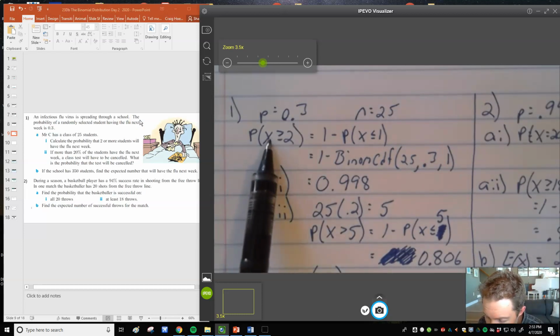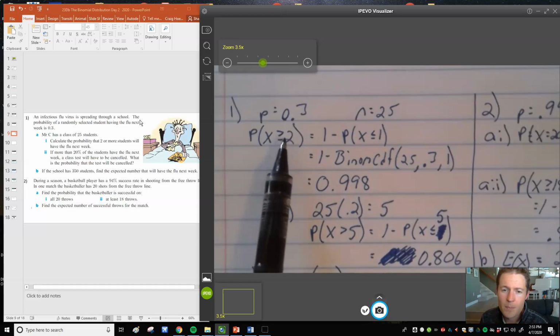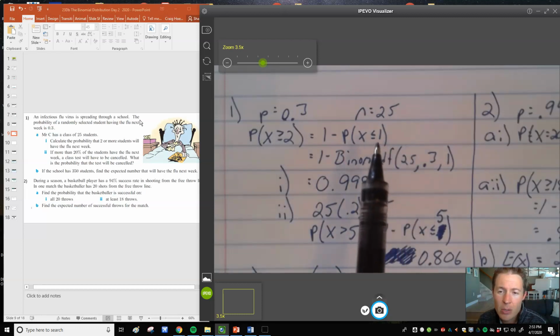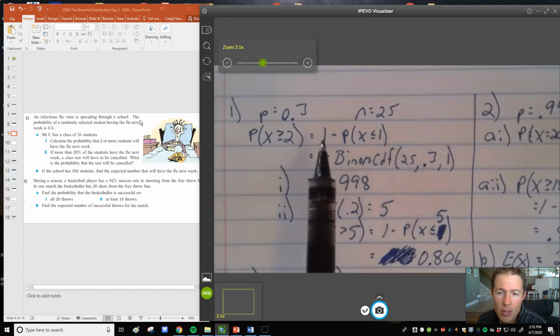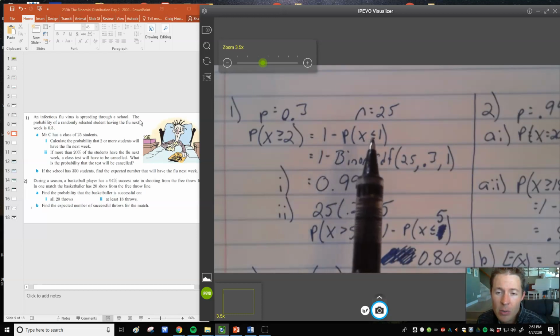2 or more is the probability x is greater than or equal to 2. And remember, the CDF function on your calculator was not built for that, so we can only do less than or equal to. If I want to include 2, 3, 4, and all the way up, then I want to exclude 0 and 1. So we do 1 minus the probability that x is less than or equal to 1.